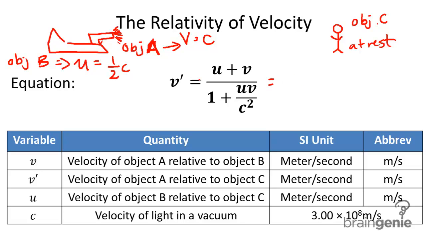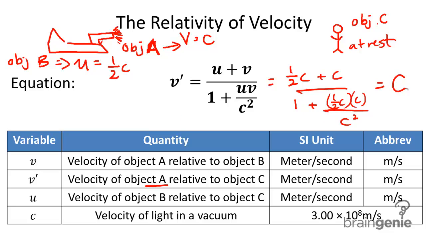So if we were to plug in all these numbers, v prime is the velocity of object A, the flashlight, relative to C, the observer. We would get v prime equals (1/2 c plus c) over (1 plus (1/2 c times c) over c squared). And when we evaluate this expression, we get c. So the velocity of object A relative to object C is the velocity of light in a vacuum, regardless of the motion of the source or the observer.